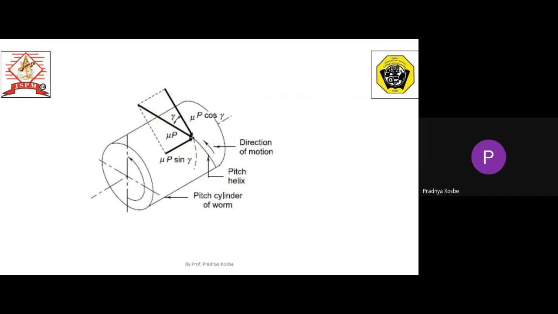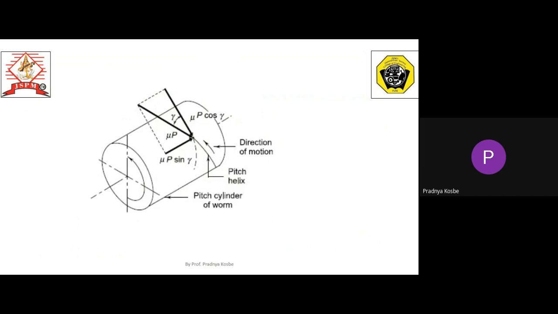When we want to find the forces acting, in a worm gear the frictional force is significant, so it cannot be neglected, because there is a sliding motion between threads of the worm and the teeth of the worm wheel. In the case of other gears, there is a rolling motion between teeth of the pinion and gear, so friction can be neglected. But in the case of worm and worm wheel, there is a sliding motion, so that friction cannot be neglected.